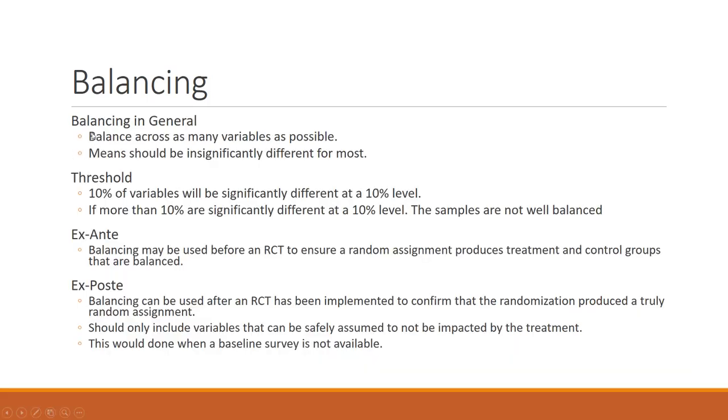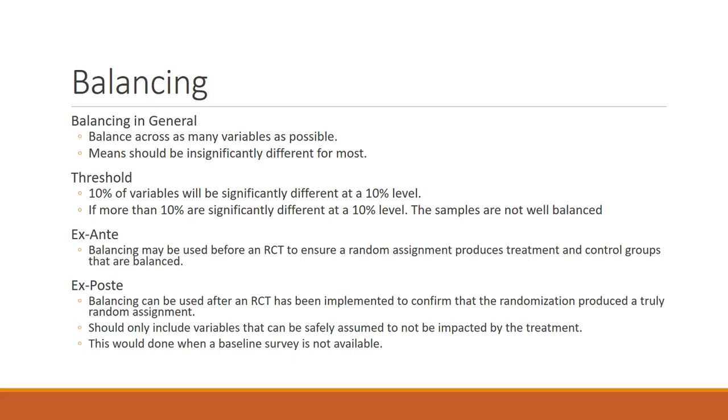All right, so balancing in general. So balance across as many variables as possible. The means should be insignificantly different for most. All right. So if we want to say that we have statistical independence, then we want to say that there's no statistically significant difference between the treatment group and the control group. All right. That means we want to do these balancing tests. We want to do these mean t-tests for a whole bunch of variables. And we want to find that they're insignificant. All right. If we find that they're significant, that means that we don't have statistical independence.